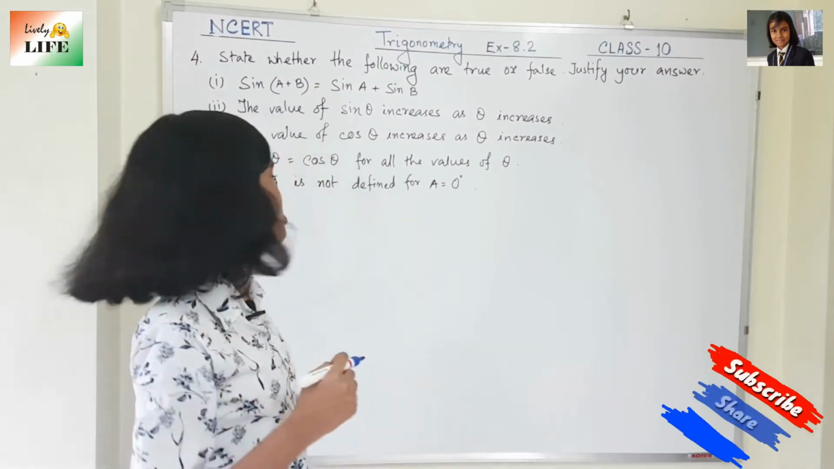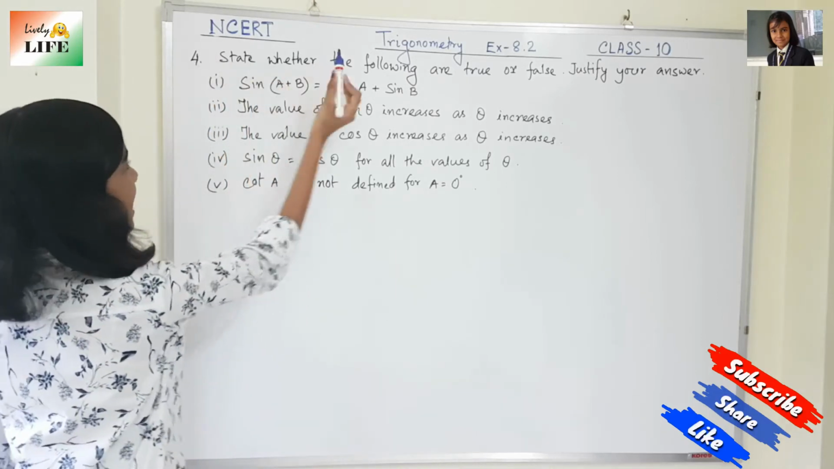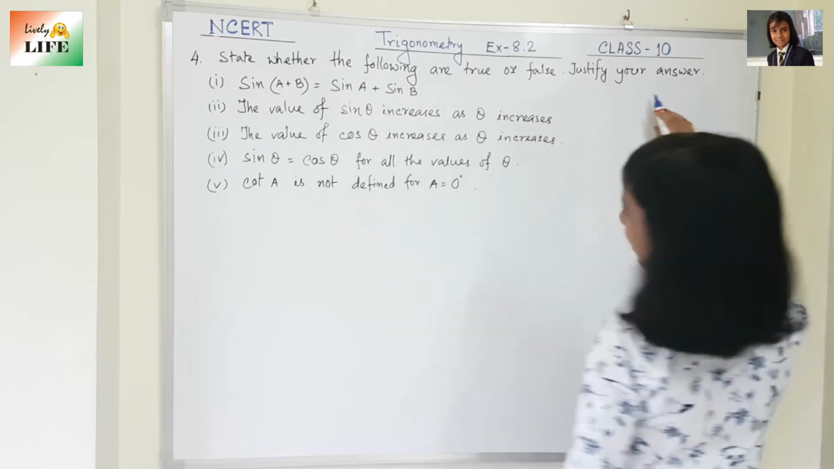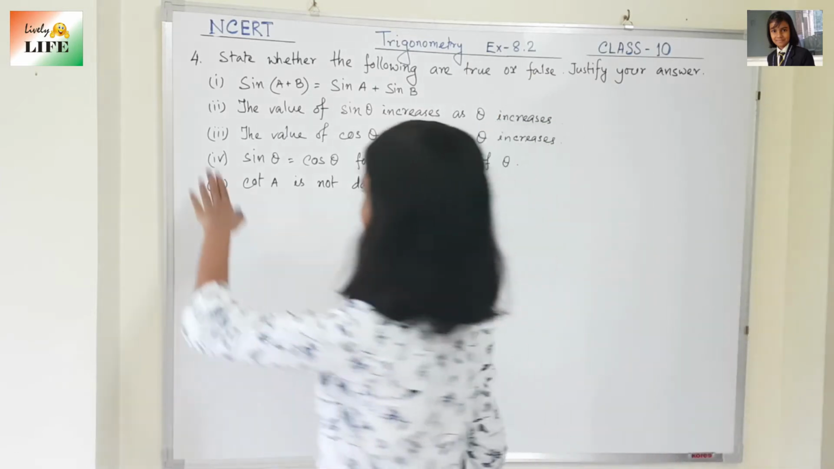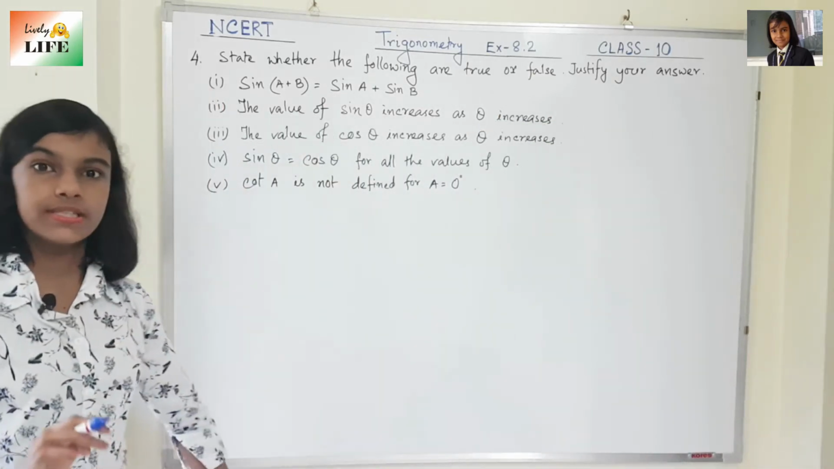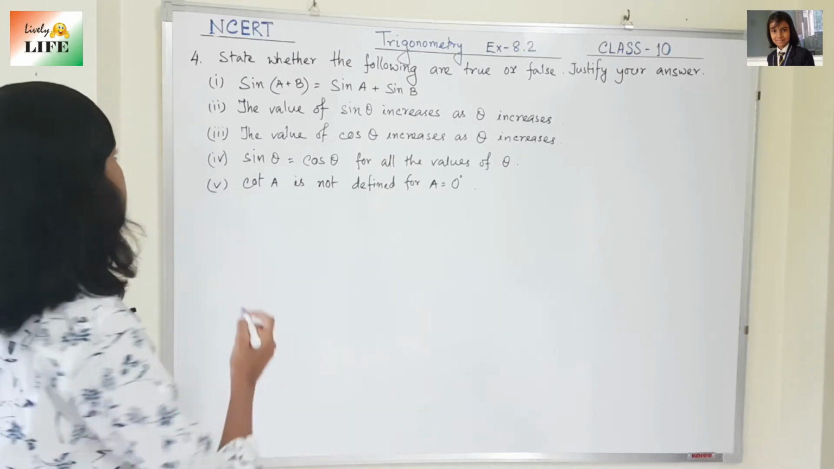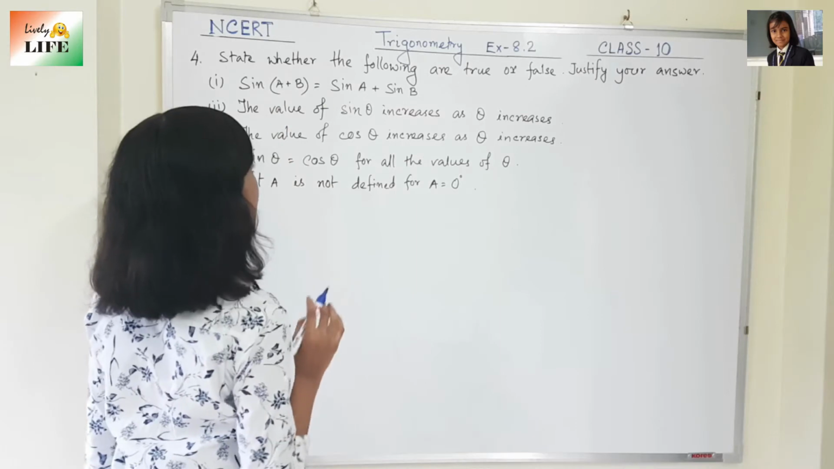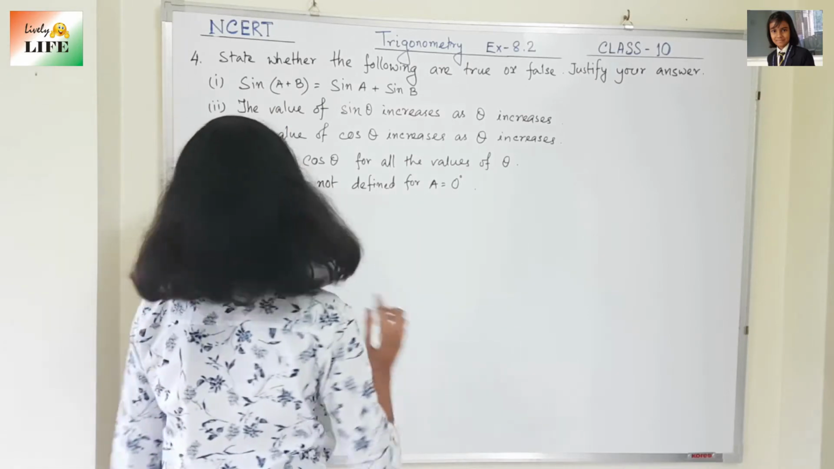So what is the question number 4? State whether the following are true or false. Justify your answer. So there are 5 questions. We have to find out whether these are true or false. So what is the first one? Sine(A + B) is equal to sine A plus sine B or not.